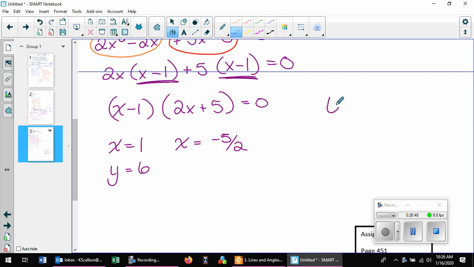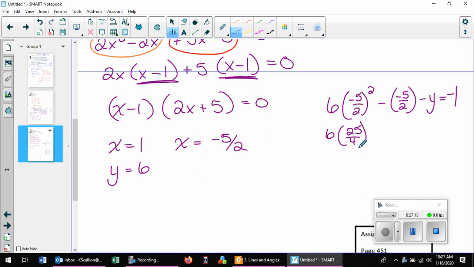now we've got 6 times negative 5 over 2 squared minus a negative 5 over 2 minus y equals, what does it equal? Negative. Negative what? So I've got 6 times 25 over 4 plus 5 over 2 minus y equals a negative 1.